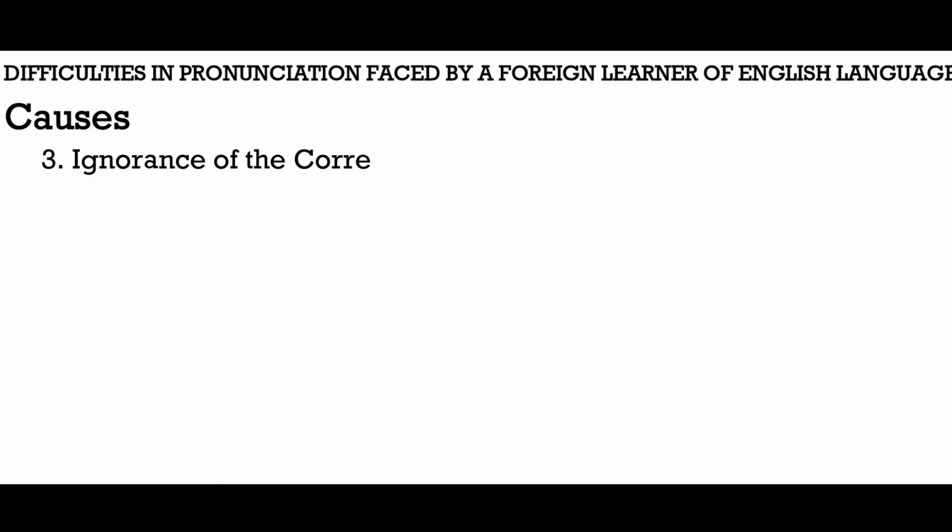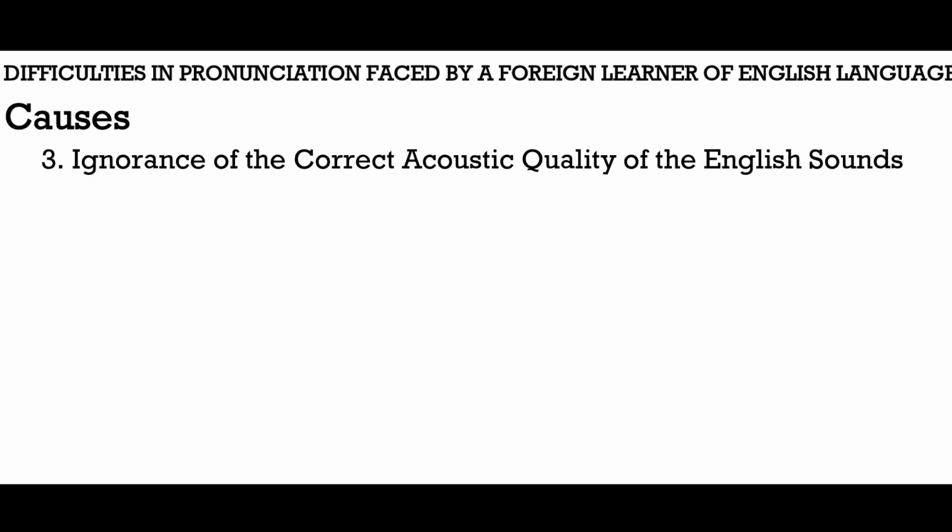The third cause is ignorance of the correct acoustic quality of English sounds. Now, sounds have a certain quality. When a speaker utters a sound, the listener, on hearing the sound, registers the sound in his ears. That sound, as heard by the listener, is the acoustic quality of the sound. When a speaker utters B, for example, the listener registers it as B.